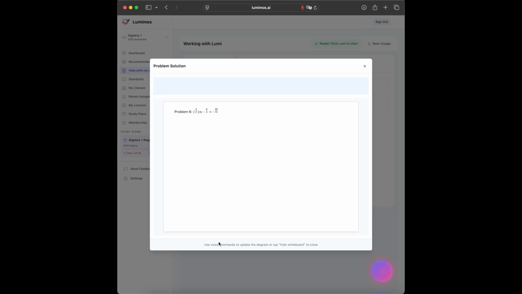Our goal is to solve for n. What do you think our first step should be here? I think we need to add 8/3 to both sides. Perfect. Adding 8/3 to both sides will isolate that term with n. Now we need to simplify the right side. What do we get when we add negative 29/12 plus 8/3?